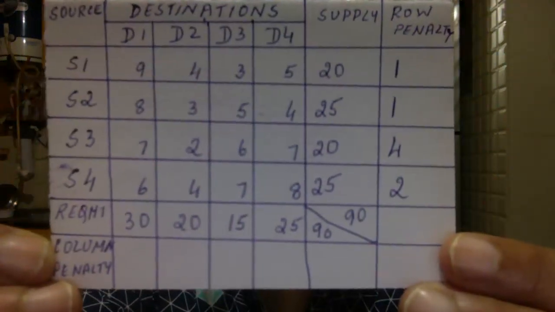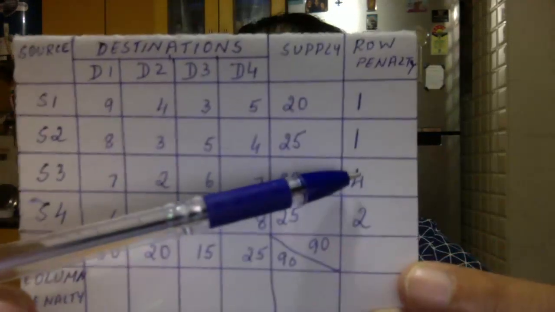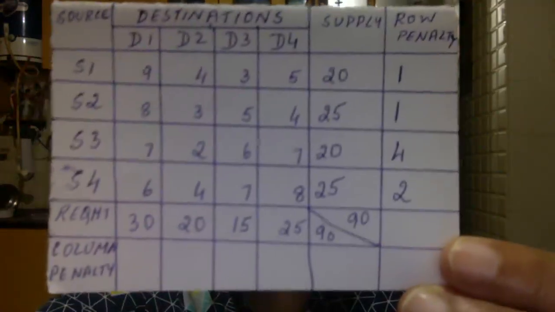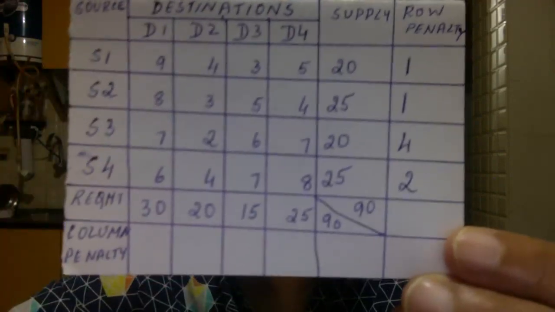So these are our row penalties. The highest, note it as 4. But we have to do the column penalties first and then we have to see.